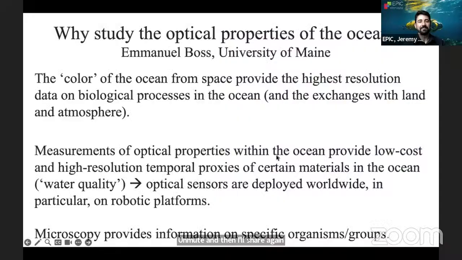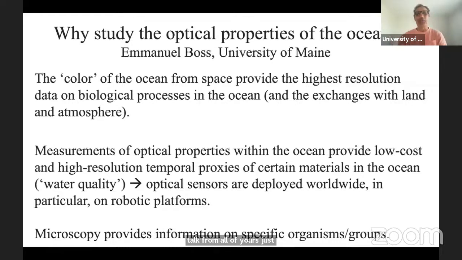This talk is the lowest technology talk from all of yours, just so you know. So it's very, very basic, and it has to do with environmental optics. So the idea of using optics to study the environment. And I hope you'll find some relationship to other things you guys are doing.